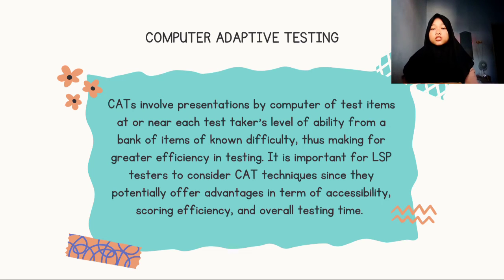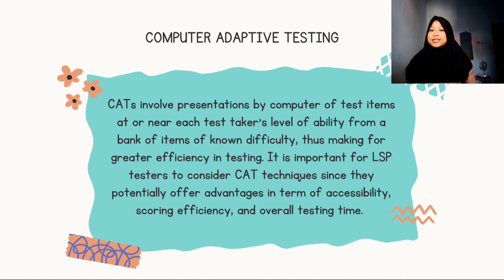Okay, the second one is computer adaptive testing. CATs involve presentation by computer of test items at or near each test taker's level of ability from a bank of items of known difficulty, thus making for greater efficiency in testing. It is important for LSP testers to consider CAT techniques since they potentially offer advantages in terms of accessibility, scoring efficiency, and overall testing time. However, they are also associated with concerns about authenticity and validity, which need to be taken into account.